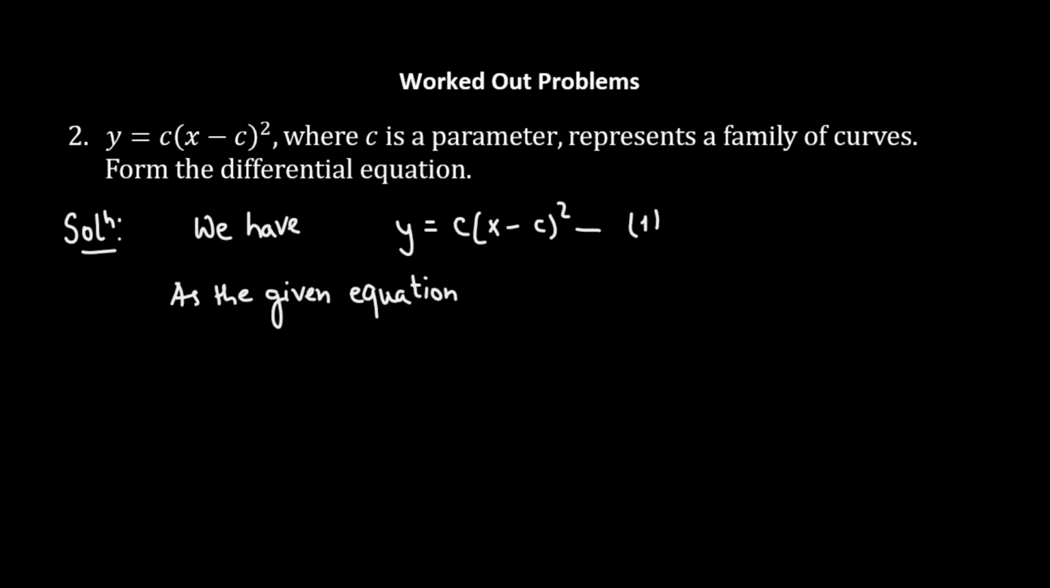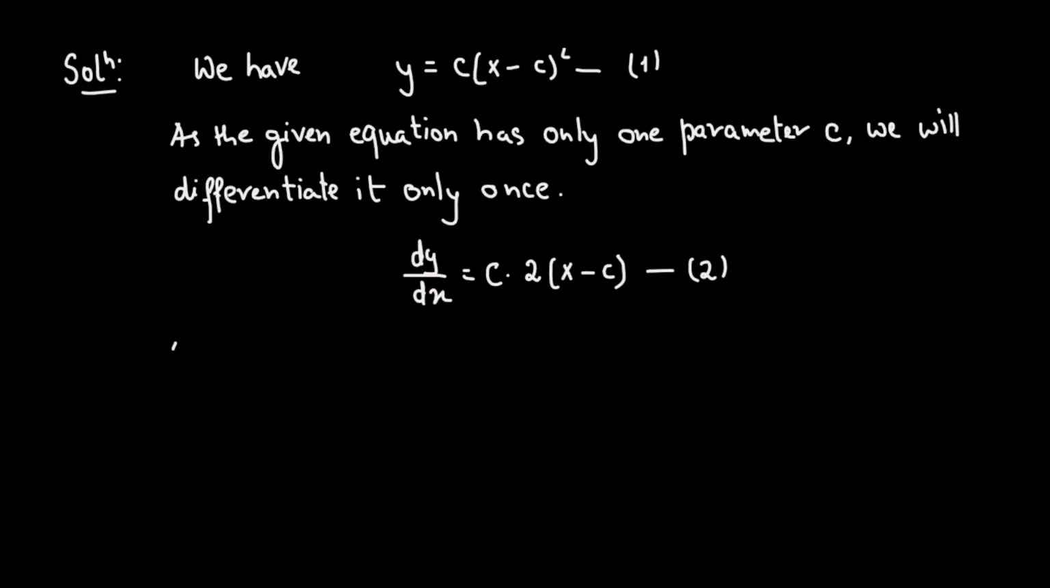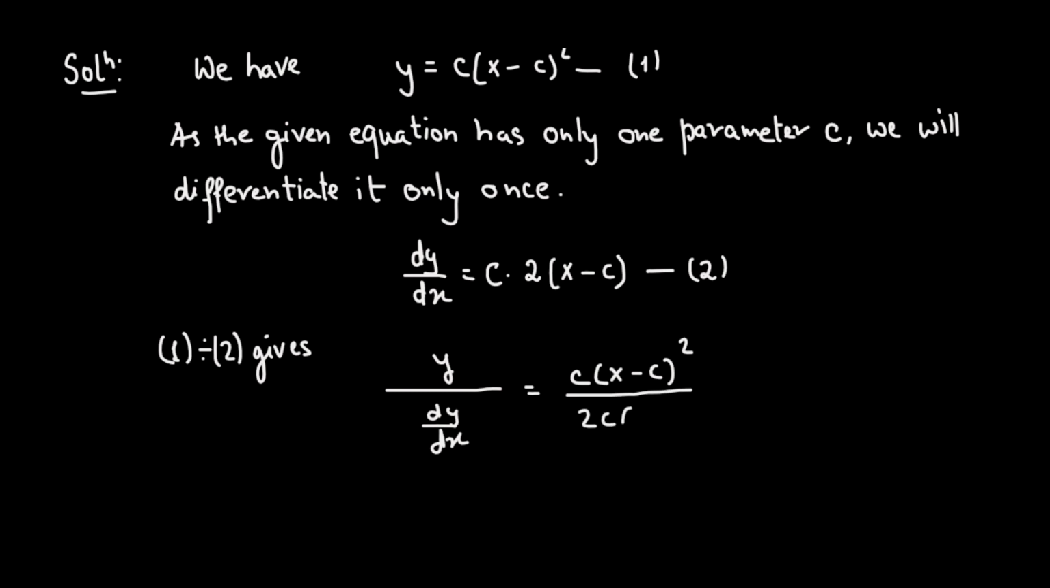As the given equation has only one parameter c, we will differentiate it only once. The derivative of y with respect to x equals c times 2 multiplied by (x minus c). Let this be equation number 2. Dividing equation number 1 by equation number 2, we get y divided by dy/dx equals c times (x minus c) whole squared divided by 2 times c times (x minus c).